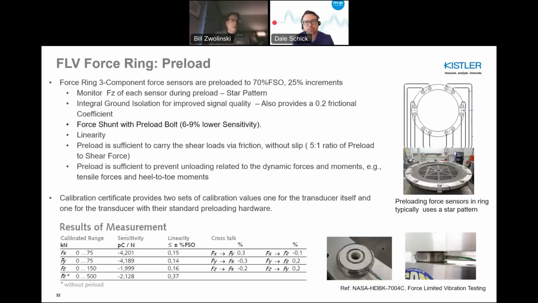Pretty powerful. Okay, so force ring preloading, again, just to go over it again, sensors are laid down on the bottom ring. We have a top ring coming down. We're then preloading per the 25% rule. We're then left with an assembled fixture, and now we have to calibrate it.